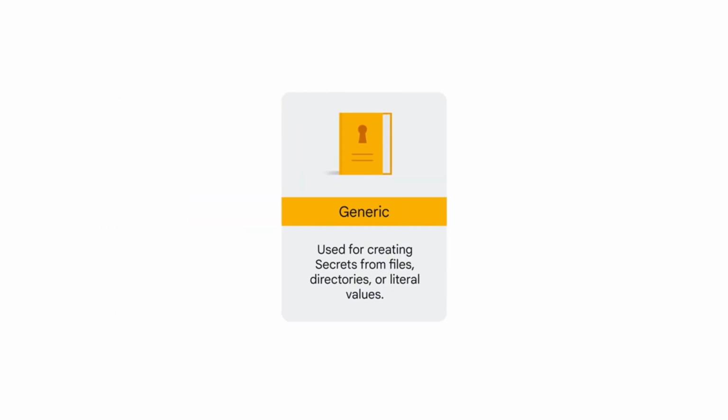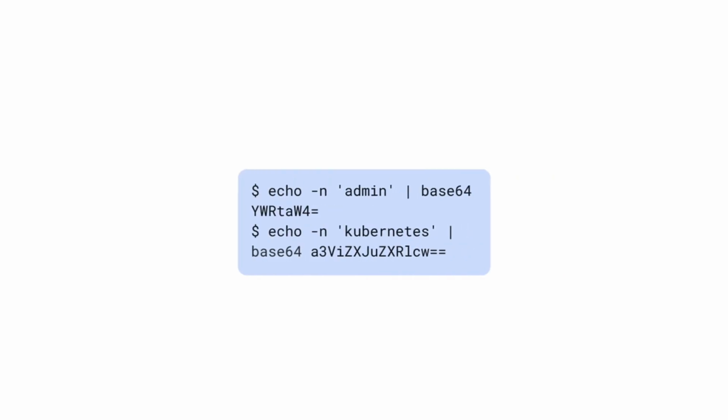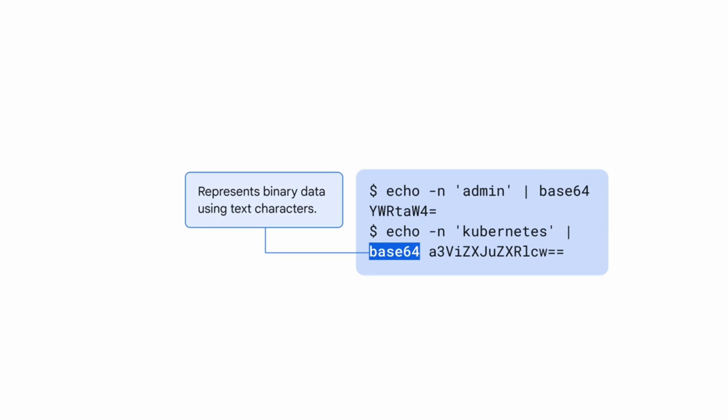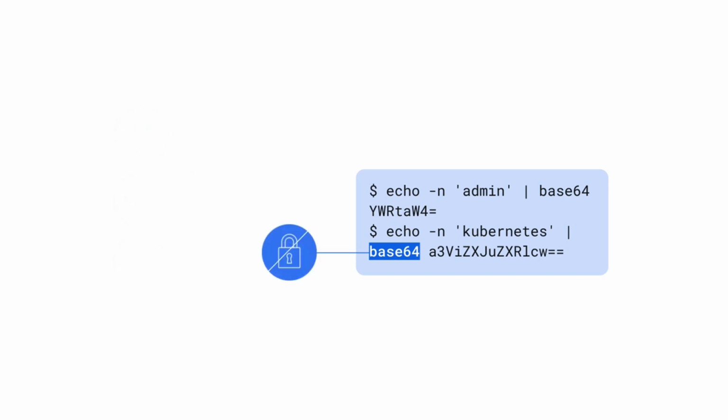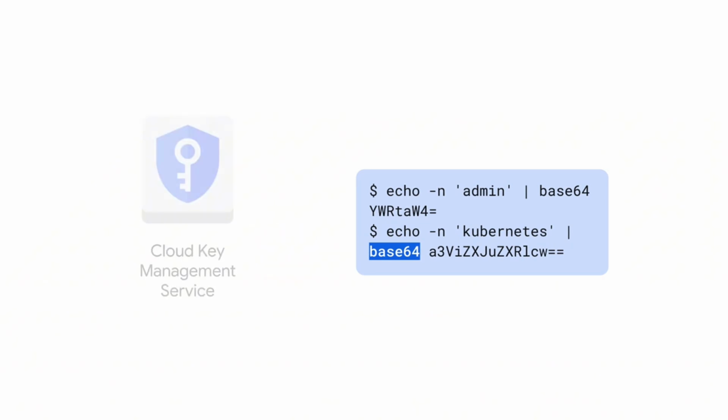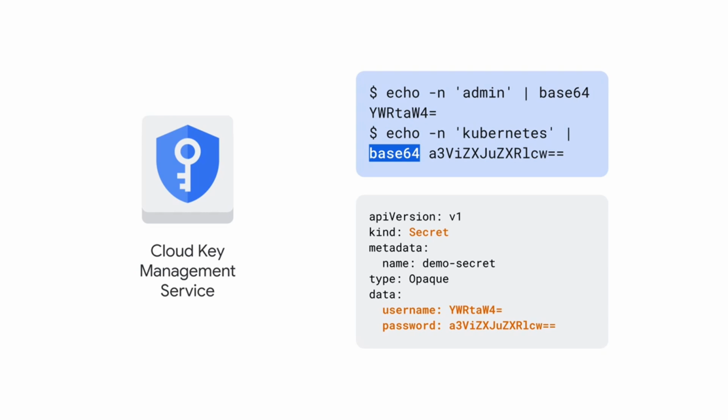Let's explore the generic secret type in some more detail. Just like config maps, generic secrets are stored in key value pairs. However, in secrets, values are base 64 encoded strings. Base 64 encoding is a way of representing binary data, like images, audio, or code, using text characters. Now, it's important to note that base 64 encoding is not a form of encryption. If encryption is required, please use an encryption key management system like Cloud KMS. Any encoded strings produced can then be used in the secret manifest.